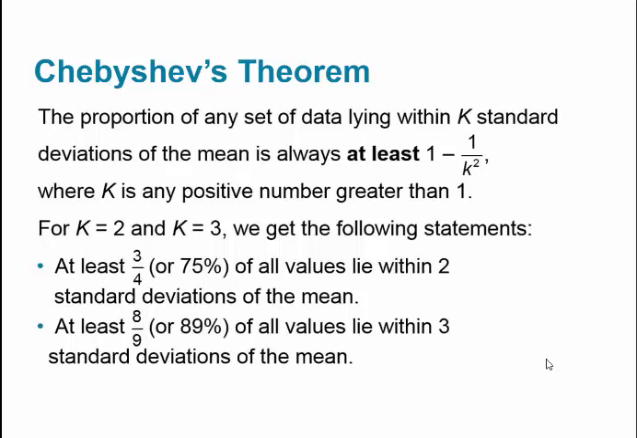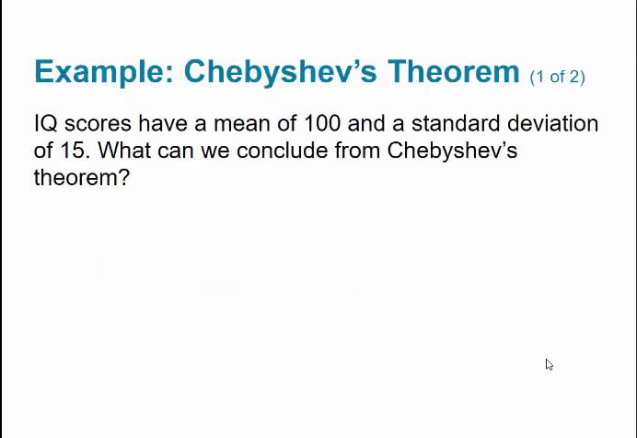I tend to like this one better because this applies to a data set that's not necessarily bell-shaped. If it's bell-shaped, that 68, 95, 99.7, those are usually right on the money. But this one actually applies to a much wider range of data sets, if you will.